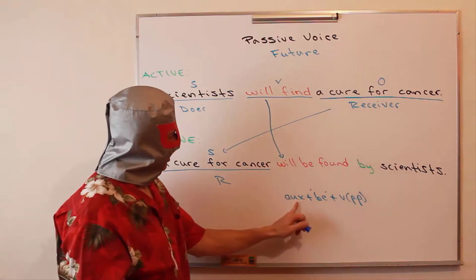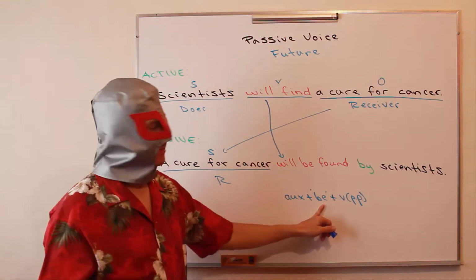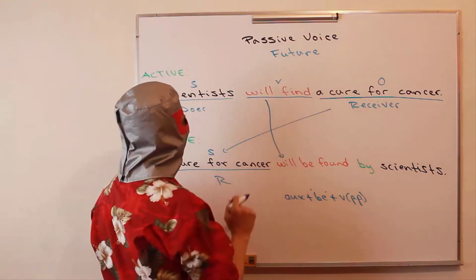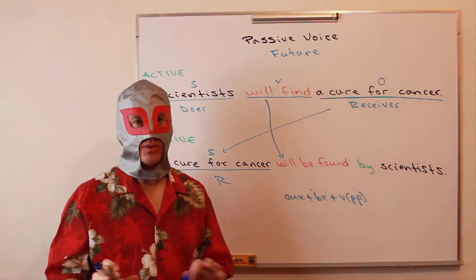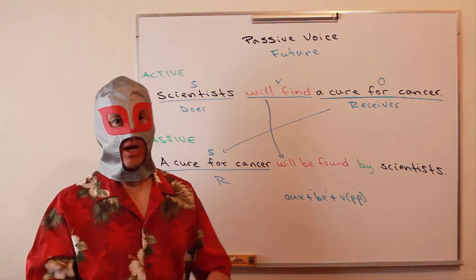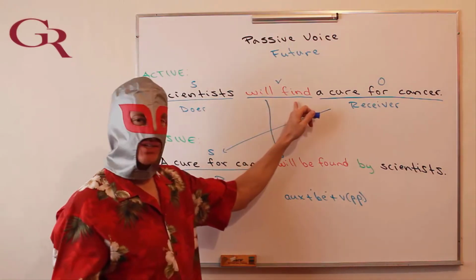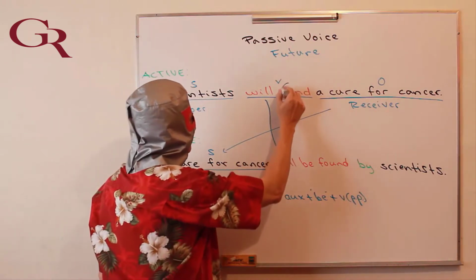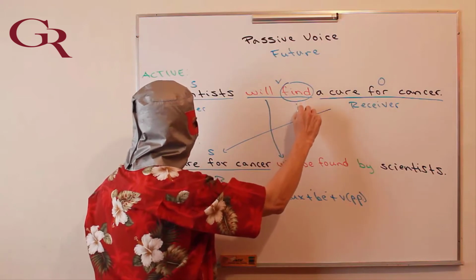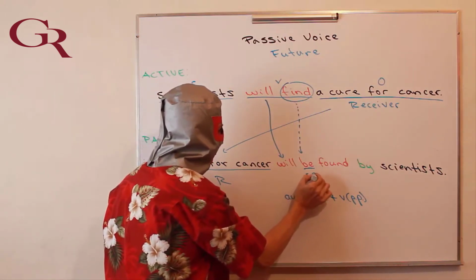Now, remember, I need the verb to be every time I have a sentence in passive voice. So, this is my main verb. This verb is in simple form. How do I know it's in simple form and let's say not simple present? Well, because remember, after a modal, your next verb is always in simple form. So, be has to be in simple form.